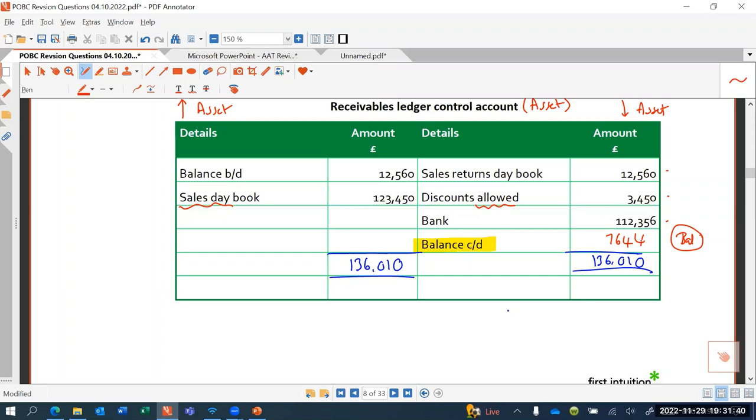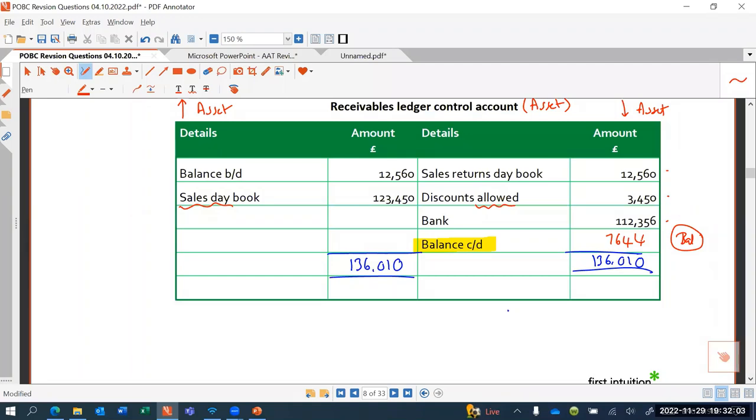Excellent. So a couple of things I'd like to say about this too. The balance carried down is needed to make the account add up because we're accountants. We love the account to add up. It just wouldn't sit right if it didn't add up, we'd be in a cold sweat. So we need the account to add up. That is the purpose of the balance carried down. What figure is needed to make it add up?